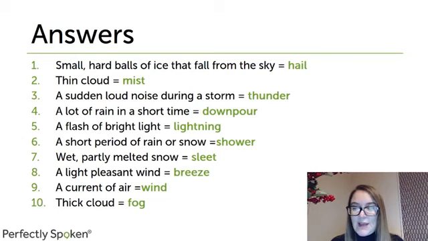Number 7 is that mixture of rain and snow is sleet. Number 8 is breeze. Number 9 is wind. And number 10 is fog. So really well done if you managed to get some of those correct.